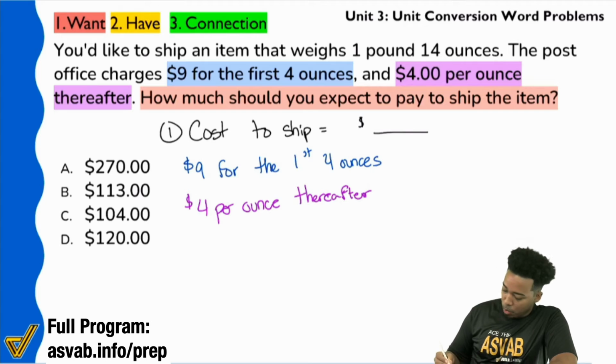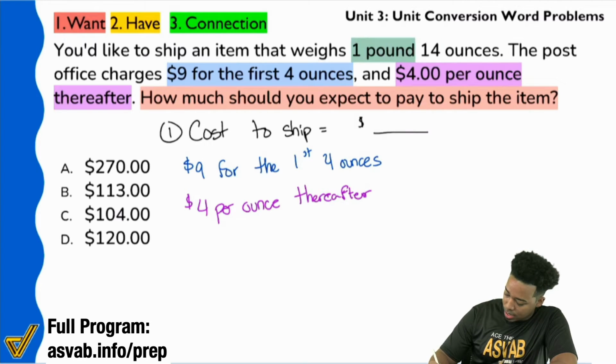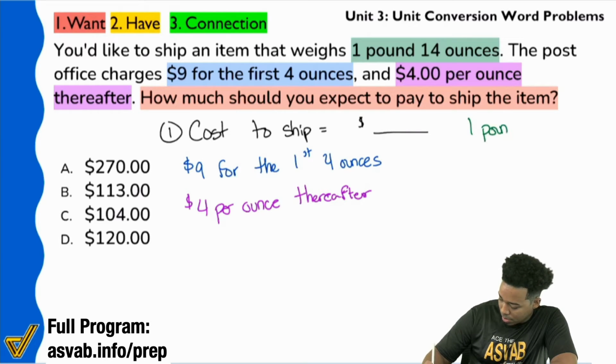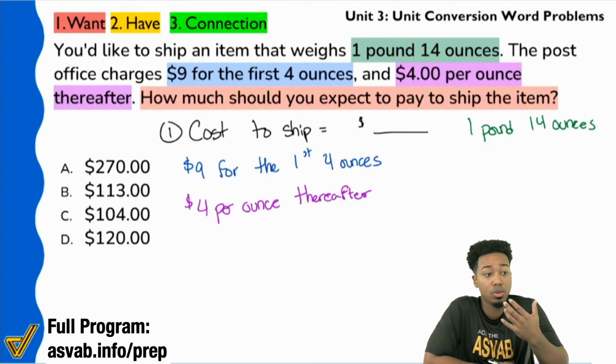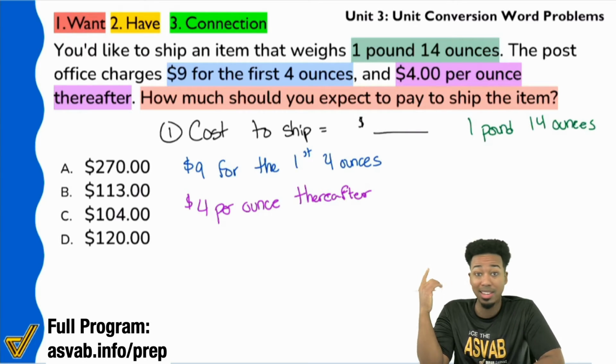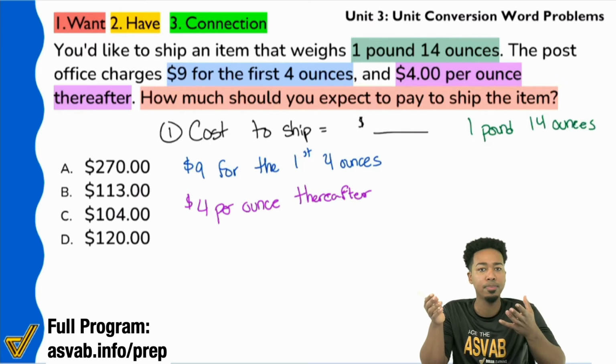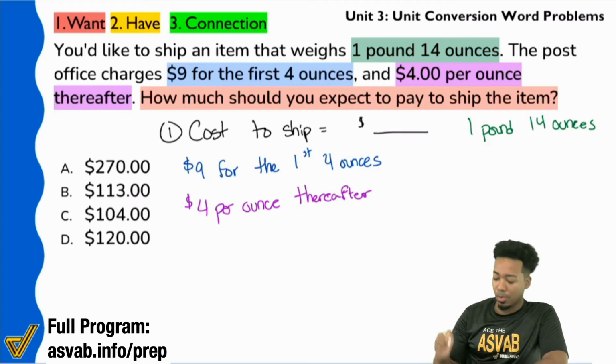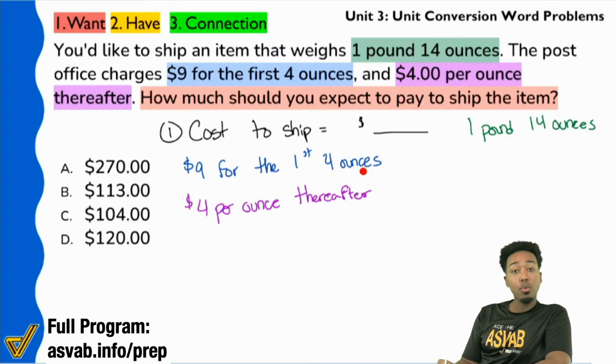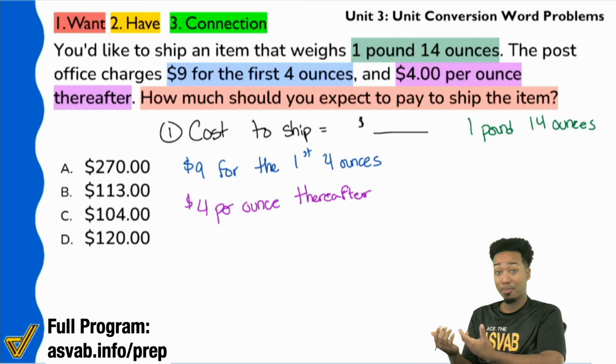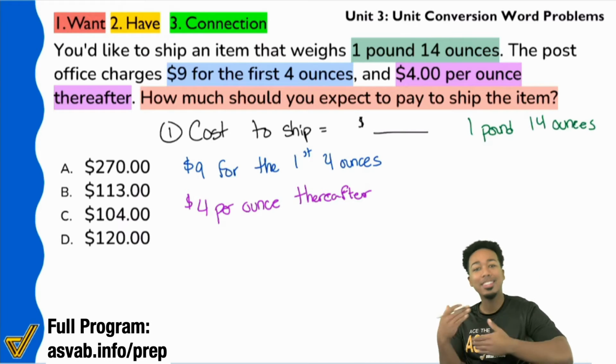So here's what we have here. We have 1 pound and 14 ounces. Let's go ahead and take note of that right here. This is what we have to start with. 1 pound and 14 ounces. Now, for the sake of making sure that we're using the proper unit, let's go ahead and convert that 1 pound, 14 ounces just to ounces. Now, why are we converting this just to ounces? Because immediately what I noticed is that you're paying $9 for the first 4 ounces, $4 per ounce thereafter. So this is all in relation to the number of ounces you have. If you're given pounds and ounces, convert it to ounces first, then deal with this.